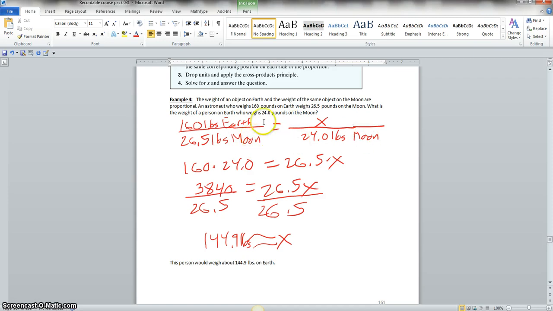You notice we have moon with moon, Earth with Earth. So we cross multiply. So we have 160 times 24 and 26.5 times x. Now, we'll take 160 times 24.0, which is 3,840, and that's equal to 26.5x. Now, we divide each side by 26.5, and that will give us approximately 144.9 pounds is approximately x. So our answer would be this person will weigh about 144.9 pounds on Earth.